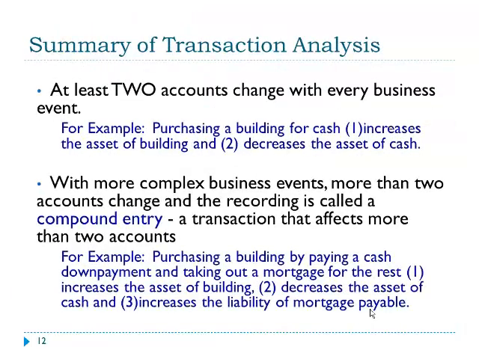Our summary here is this, that for every transaction, at least two accounts change with every business event. For example, if you purchase a building for cash, there's an increase in the asset of building and a decrease in the asset of cash. You can't just record the increase in building because you haven't completely described the transaction. You also have less cash, and our fundamental accounting equation reminds you of that point because you would have increased assets so that they no longer equal liabilities plus owner's equity. So recording the decrease in cash also brings you back into balance.